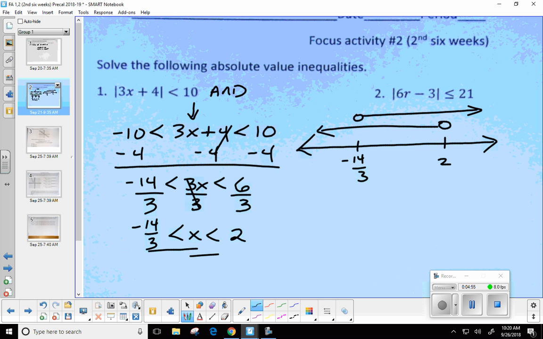Now here's the difference. Remember, the greater than are based on the union. You would take everything that you see. But what do you do with an intersection?